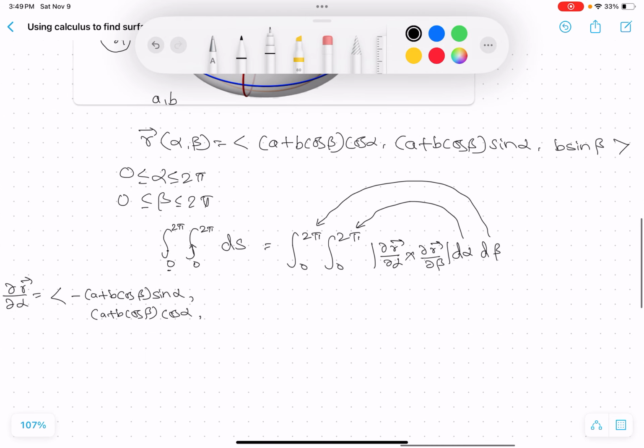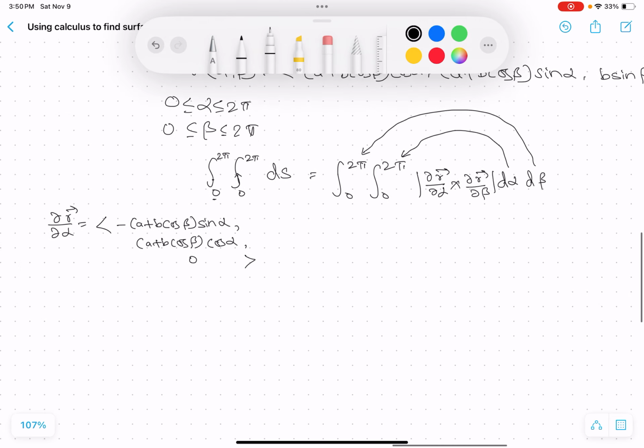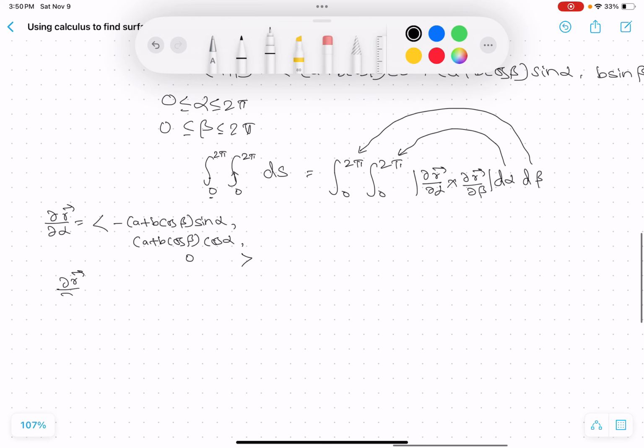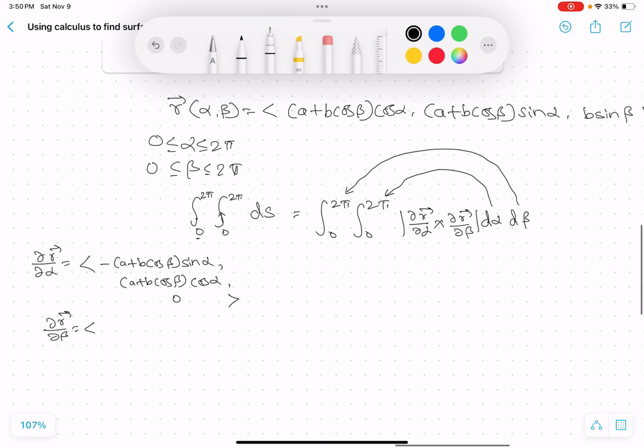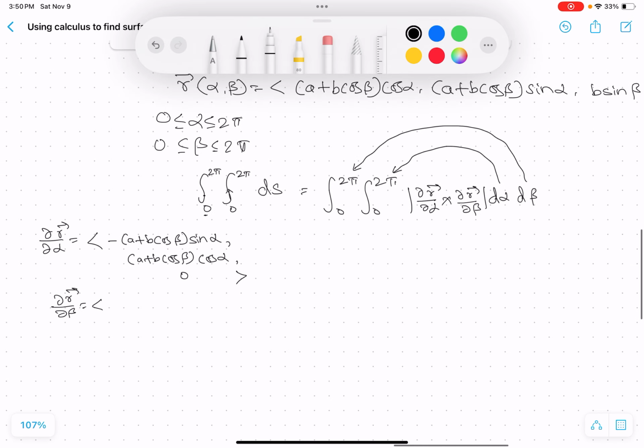Okay, and the partial change in r due to beta, this is due to beta, right? So minus b sine beta, minus b sine beta cos alpha, right? I think you know how to calculate partial derivatives. We will just assume the other things as constant and take the derivative with respect to this variable. That's what I'm doing, and I hope that you understand it. This should be a prerequisite.